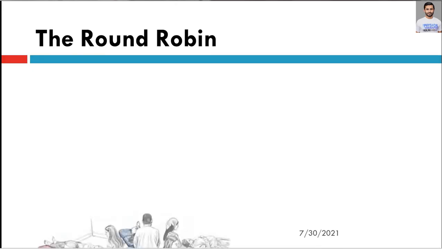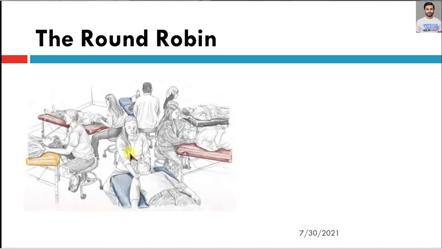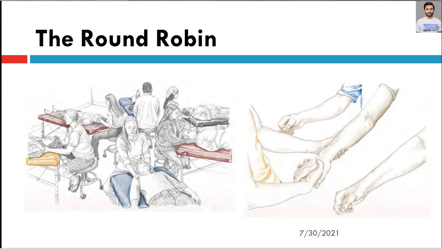This arrangement of people is called the round robin. So this is really very important. First you need to palpate your partner, a person who is normal, so you can establish what is normal. And when you are about to palpate somebody with some pathology, then it is very easy to differentiate between the normal and the abnormal.